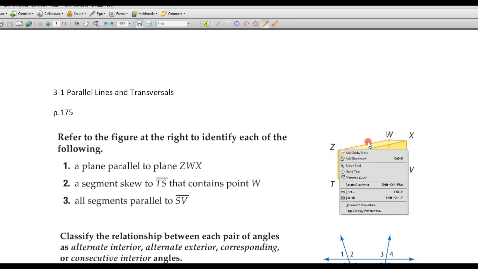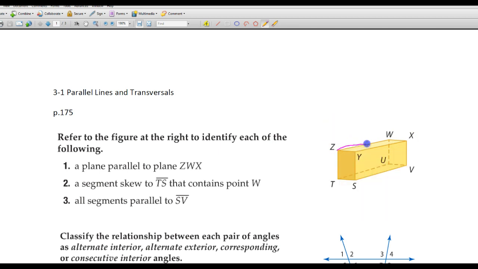here's ZWX, which would also contain point Y, would be the top of the box. If we want a plane parallel to that, then we want the bottom of the box. So we want this plane right down here, which would be any three of the four letters. You could call it TSV or SVU or whatever you'd like.